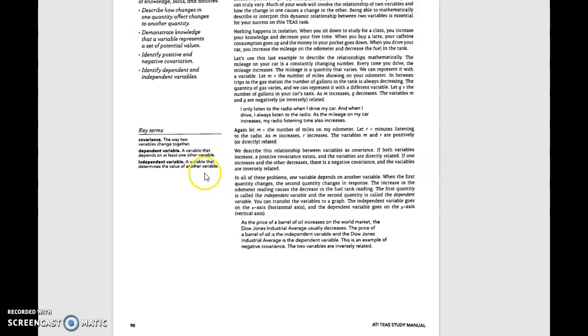Now that we've talked a little bit about dependent and independent variables, let's go back and talk about covariance. It says we describe this relationship between variables as covariance. If both variables increase, a positive covariance exists, and the variables are directly related. If one increases and the other decreases, there is a negative covariance, and the variables are inversely related. So remember these definitions: positive covariance, directly related; negative covariance, inversely related.